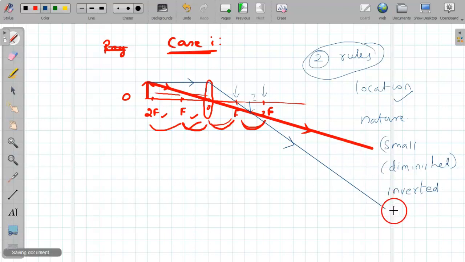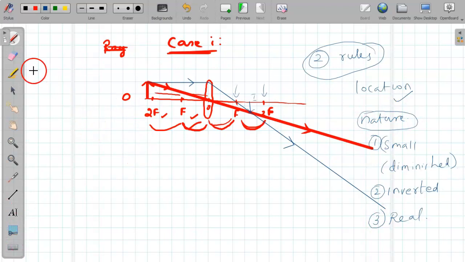And the light rays coincide, means they intersect at a point. So if the light rays directly intersect, meet at a point, the image is called real image. Real image. So here there are three. One is smaller than the object, and it is inverted, and it is real image. So three nature. We have three nature of image. We found it.